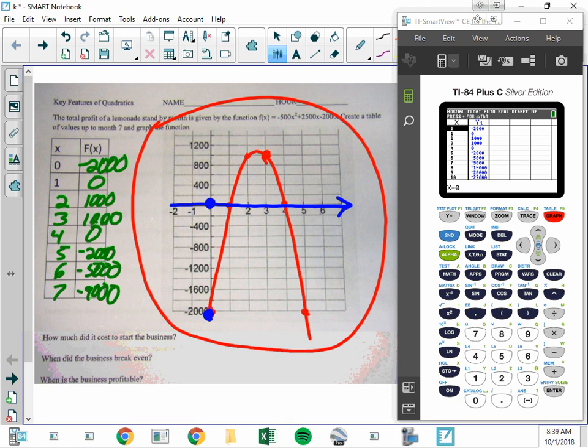When did the company break even? Where are we going to look to find where the company broke even? Where the graph hits the x-axis. So we have break even at month 1 and at month 4. What does that mean? How can we break even twice?